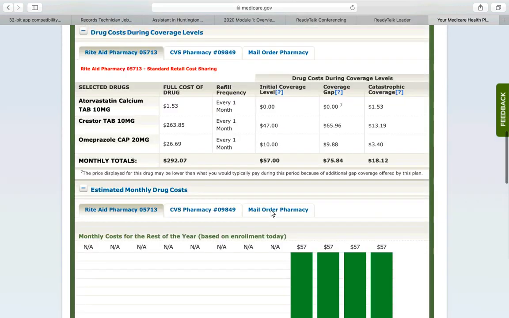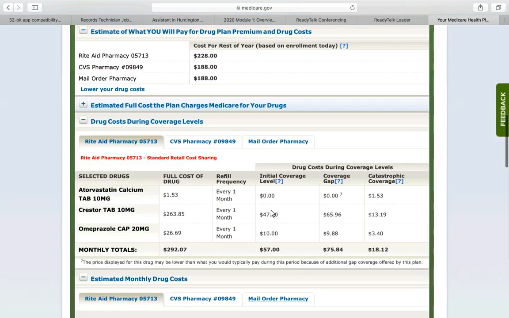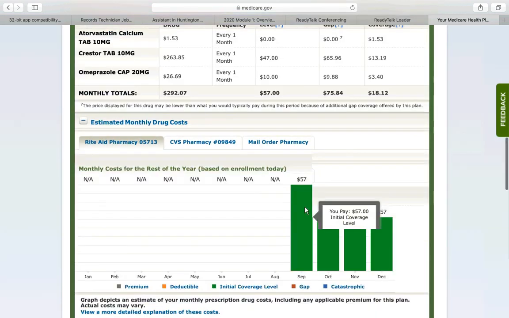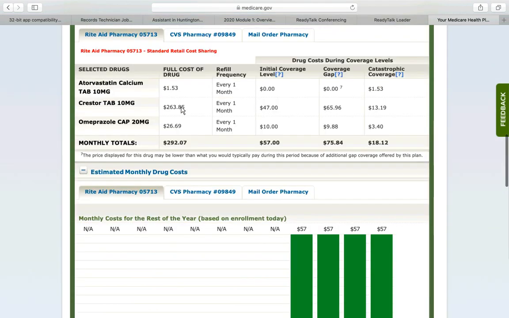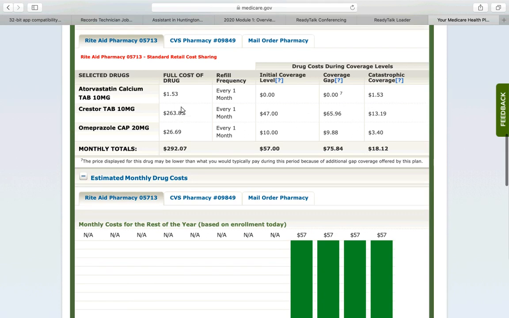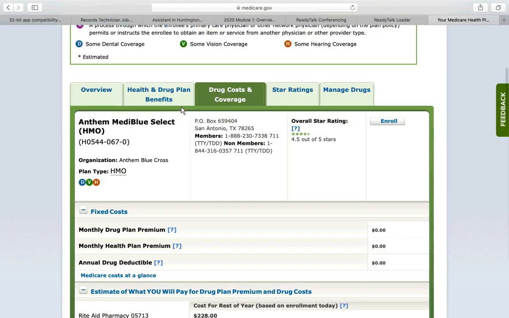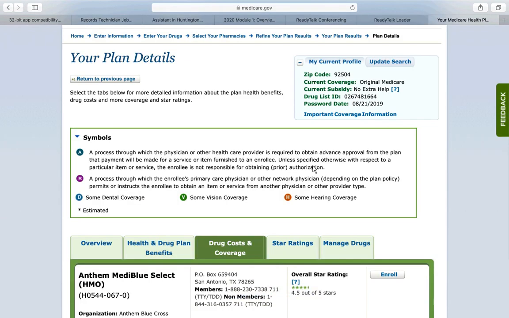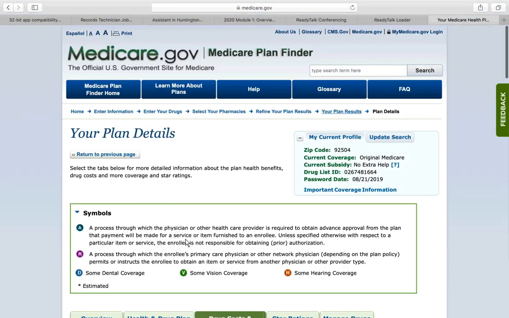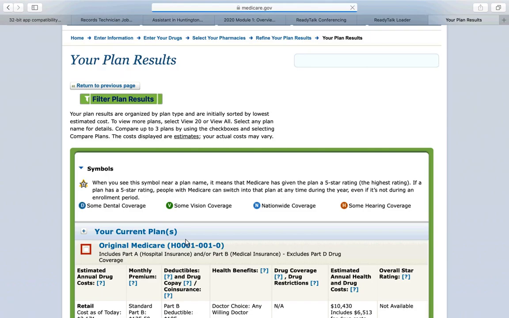It looks like they'd be in the green for the rest of the year. That Crestor is around $270 per 30-day supply. Let's go back to our plan results and let's see who else is there.